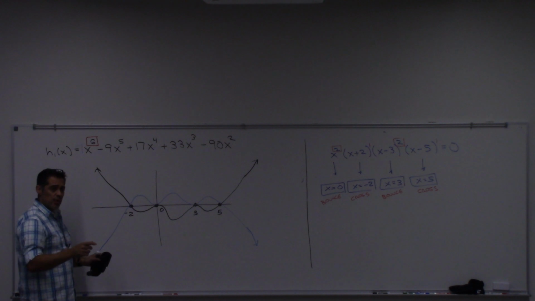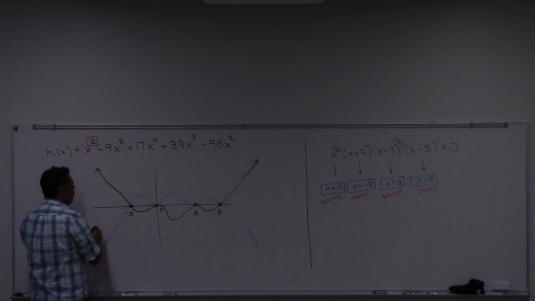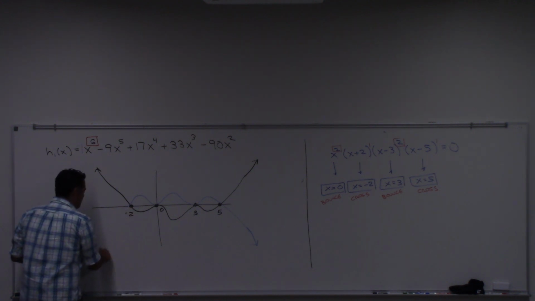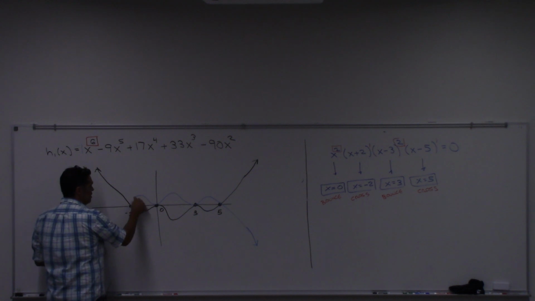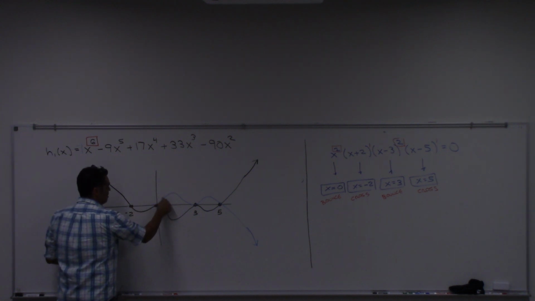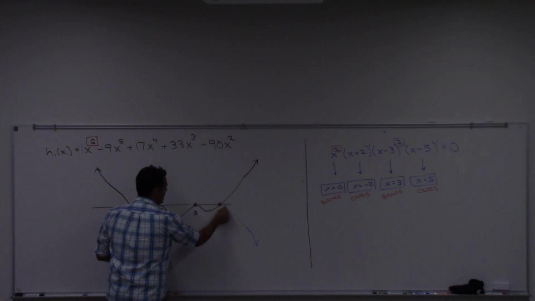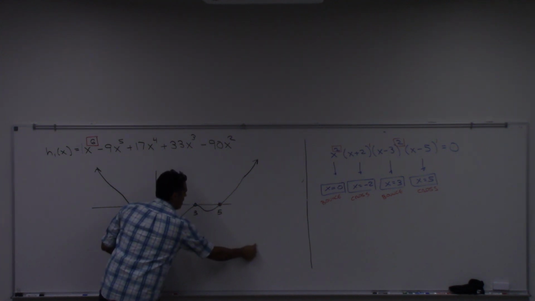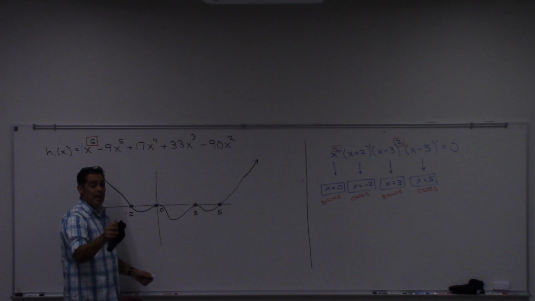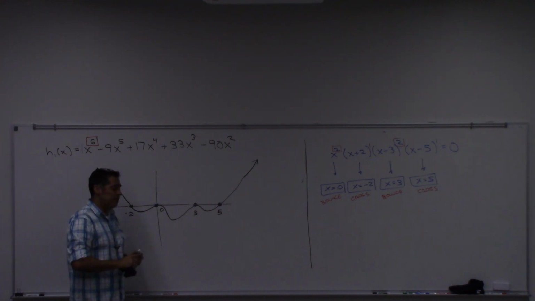Okay, can I address your question about the bouncing? The question was, why is it that when it's even, it bounces? I think that's a great question because it's kind of weird, right? Maybe the best way I can illustrate it is, let's not do the bouncing yet. Let's talk about where it crosses first.